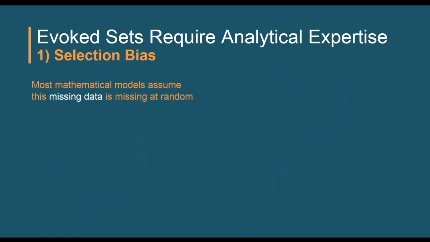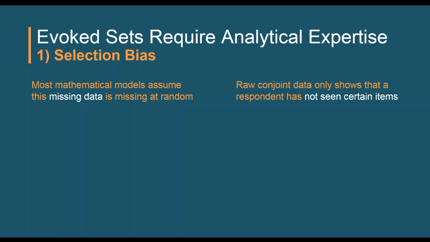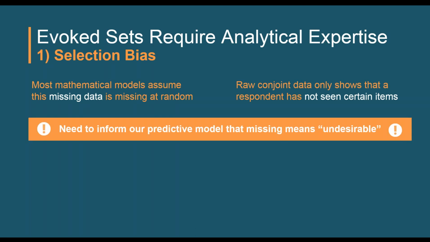So for the selection bias, well, most mathematical models assume that when data is missing, it's missing at random. And when you run a conjoint with evoked sets, all we know is that the respondent has not seen certain items. So we need to inform our model that missing items actually mean undesirable, that they are not interesting. There's two broad ways of doing this.